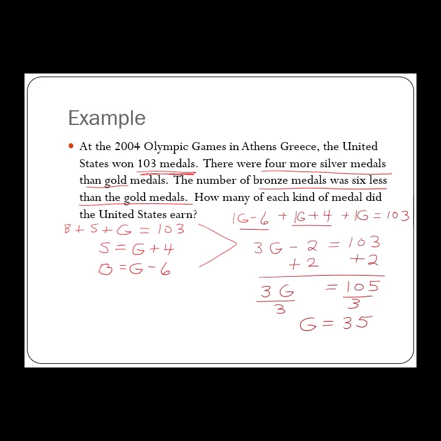And then remember, we have to answer our question. So we now know the gold, but the silver is gold plus 4, so 39 silver medals. And the bronze is 35 minus 6, which is 29. And you could always go ahead and take your calculator and check that 29 plus 39 plus 35 gives you 103.